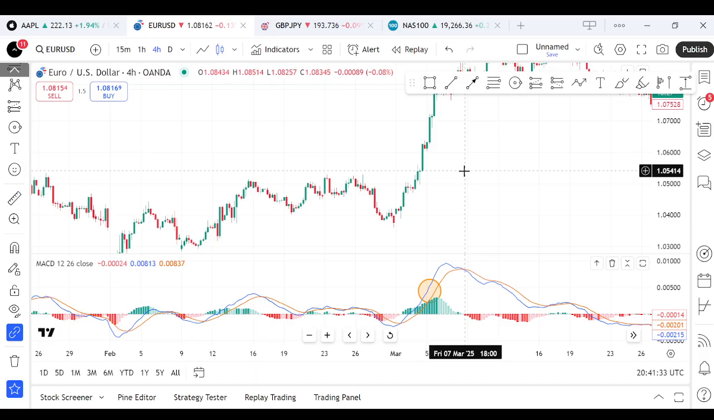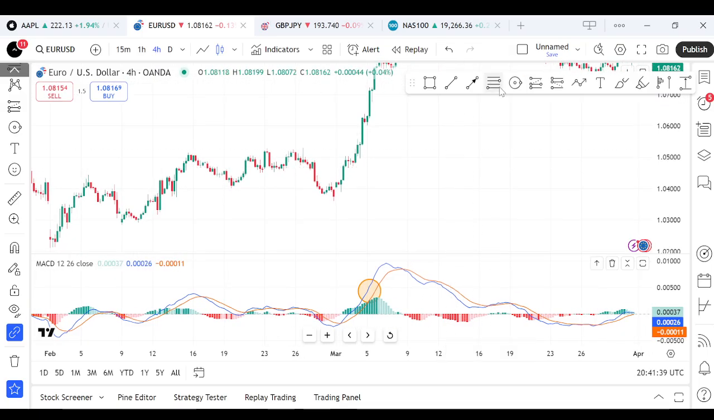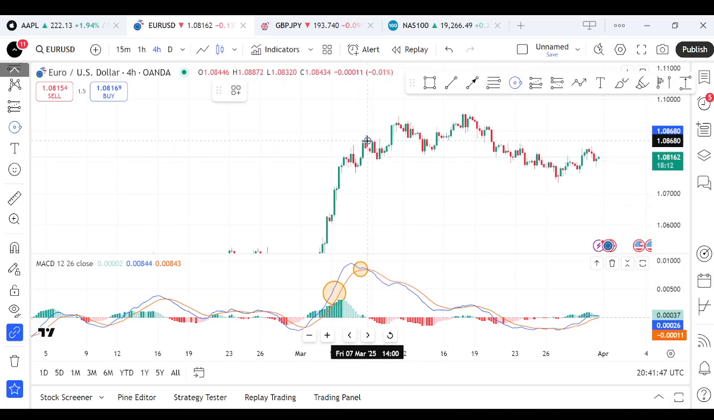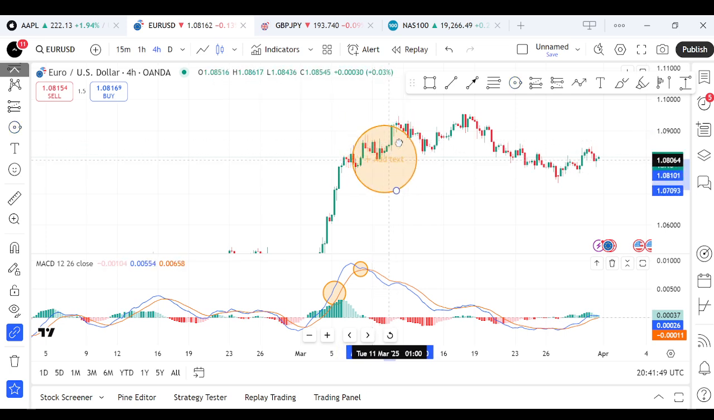Conversely, when they begin to converge, momentum is weakening and potentially signaling a reversal. You can see that happening here. Convergence happened right here. And at the same time, you can see all of this consolidation around this area.